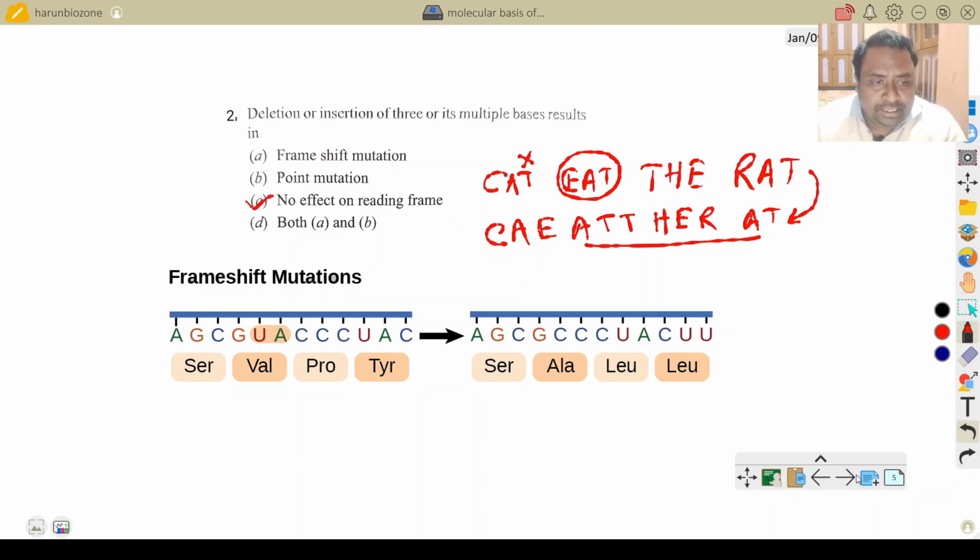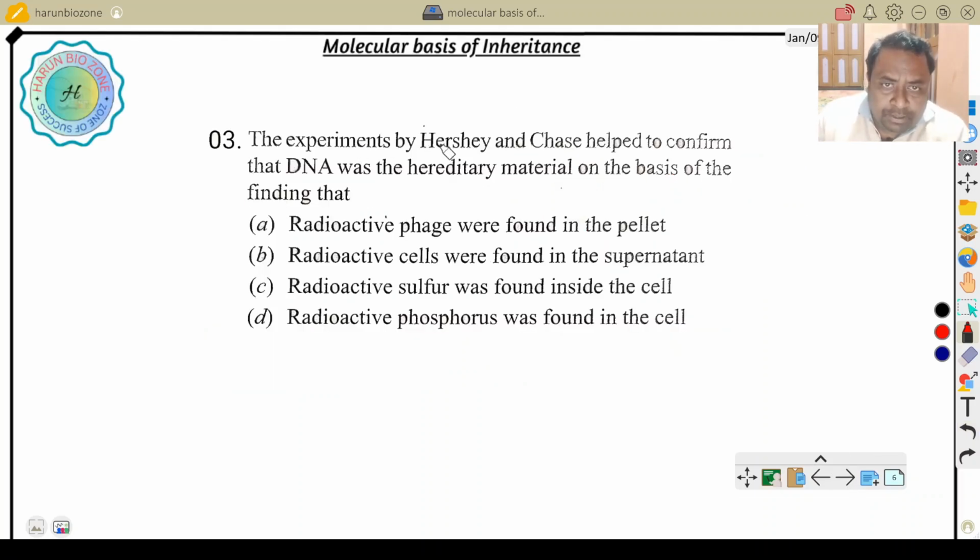Okay. The next question is, the experiment by Hershey and Chase helped to confirm that DNA was the hereditary material on the basis of the finding that radioactive phages were found in the pellet. Okay, here Hershey and Chase used two radioisotopes S35 and P32. The S35 sulfur is a component of protein. Protein means the outer structure of the virus, the bacteriophage, is made by capsomer protein, and in capsomer protein the sulfur containing amino acids cysteine and methionine are present. So sulfur is attached to the capsid region.